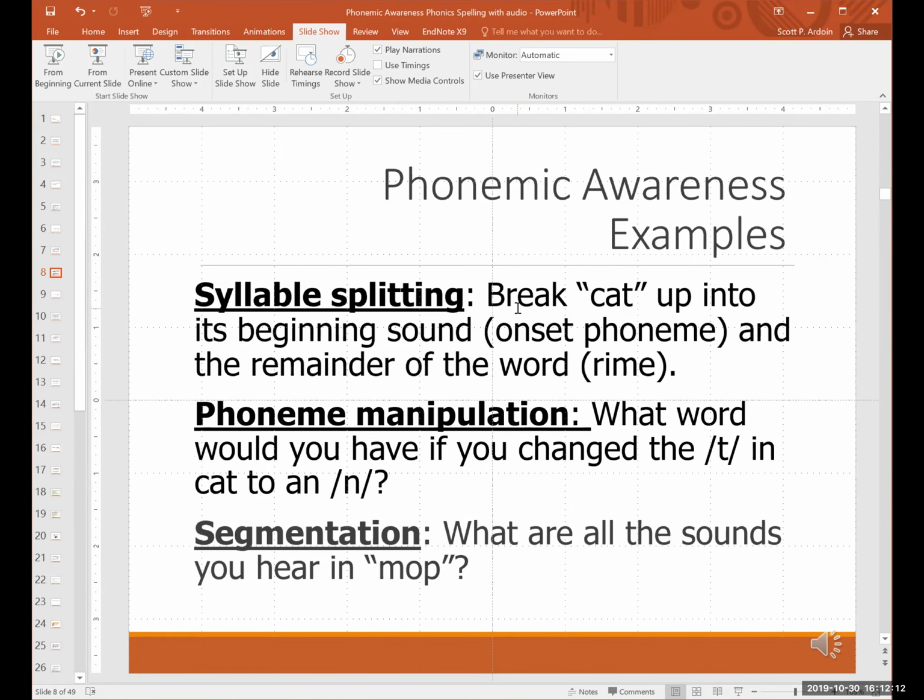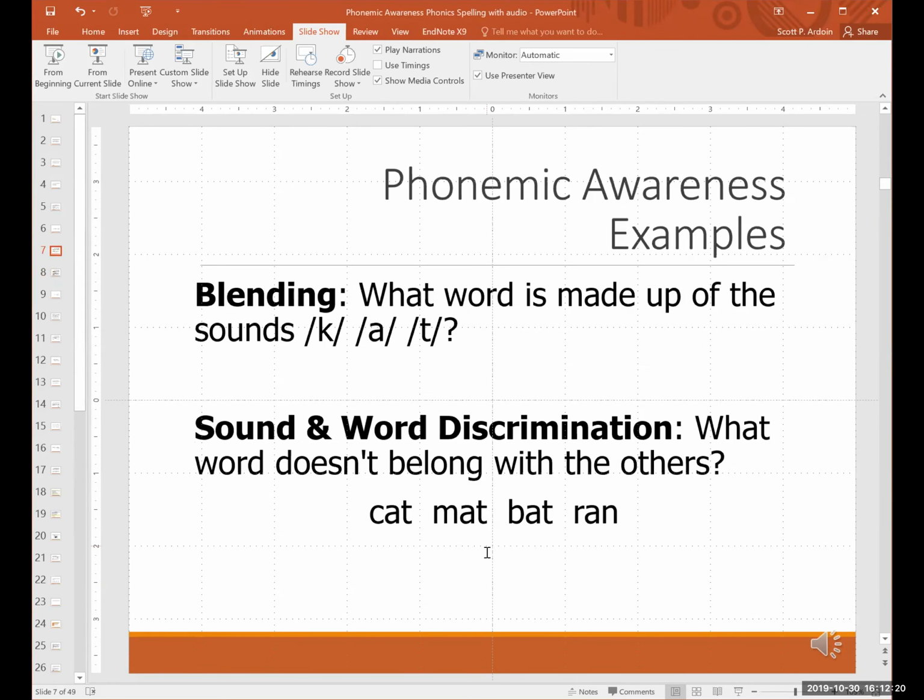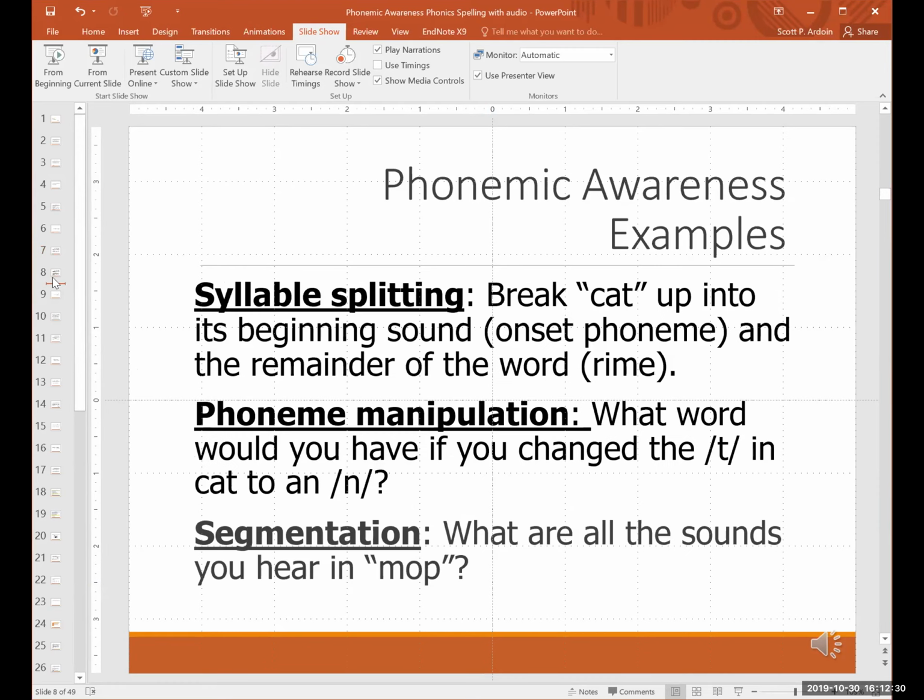Syllable splitting. Just as a last point, looking at this last example, we would not have the words present for them. They would need to just be doing this without the words. Syllable splitting, so we're breaking cat up into its beginning sound, which would be the onset and rhyme, right? And then the remainder of the word. So we would want them to say k and at.